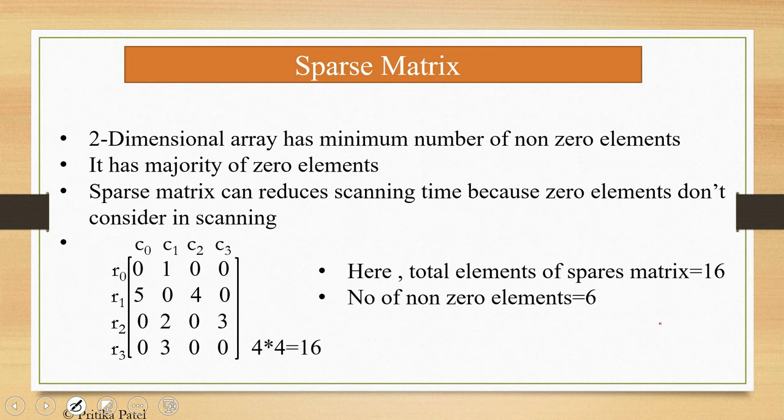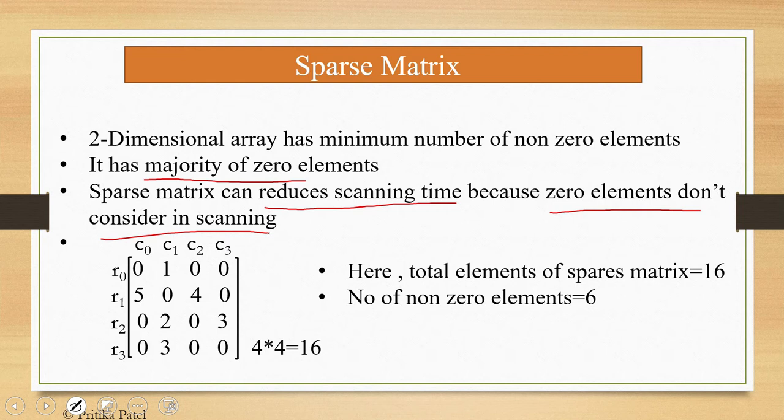Now second one is sparse matrix. Now what is sparse matrix? First of all, a matrix which is a two-dimensional array and has a minimum number of non-zero elements is called a sparse matrix. So we can say that in a sparse matrix the majority of elements are 0. A sparse matrix can reduce scanning time because zero elements are not considered in scanning. So it is the advantage of sparse matrix.